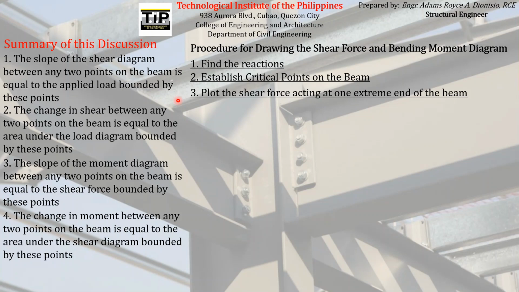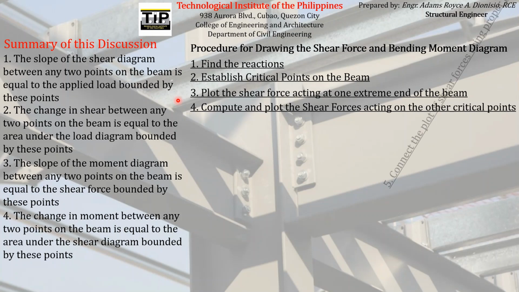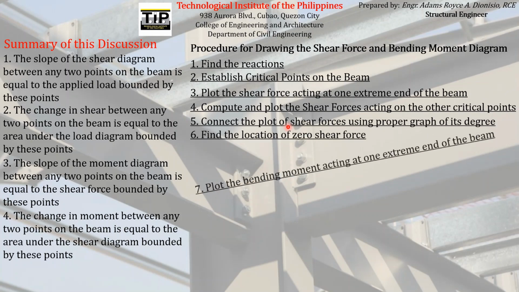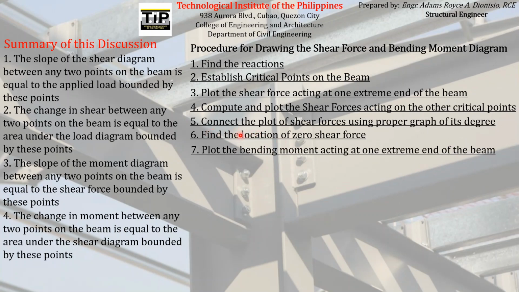We usually use the left end, and then compute the corresponding shear forces on the other critical points, and then connect these points that you have plotted on the shear force diagram with the proper graph with respect to the degree of the curve. And then after that, find the location of zero shear force, because we already know that the location of zero shear force is where the maximum bending moment is located as well. And that's the end of the shear force diagram graphing.